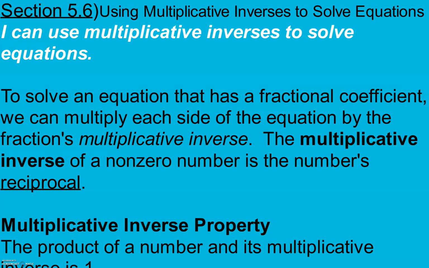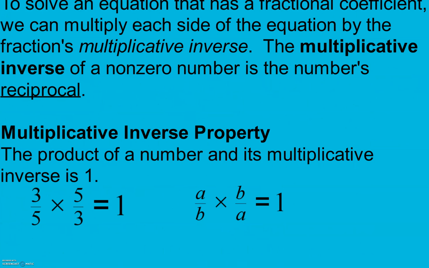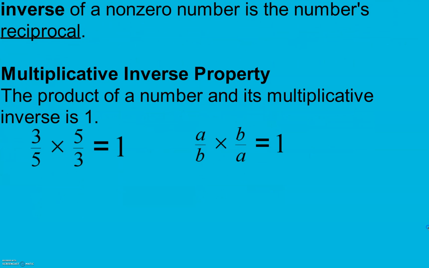So we know that we can get rid of multiplication by dividing, but if the coefficient is a fraction, when we divide by a fraction, we multiply by the reciprocal. So here we're just going to skip that step and go ahead and multiply by our multiplicative inverse, which is our reciprocal, right away. Our multiplicative inverse property says the product of a number and its multiplicative inverse is 1. So 3/5 times 5/3 is 1, and that's the same definition as we had for reciprocal.